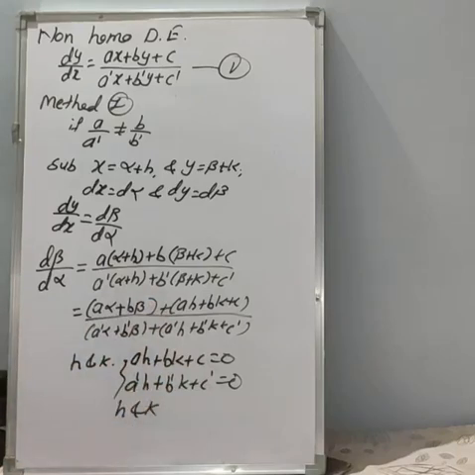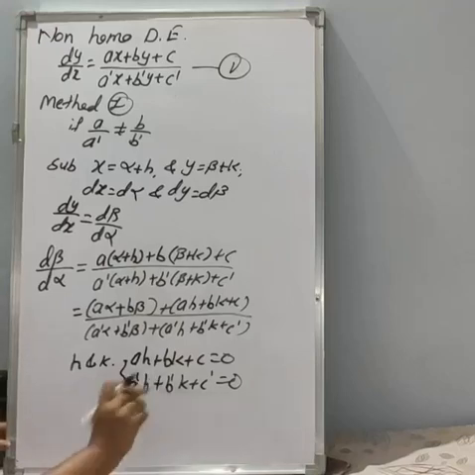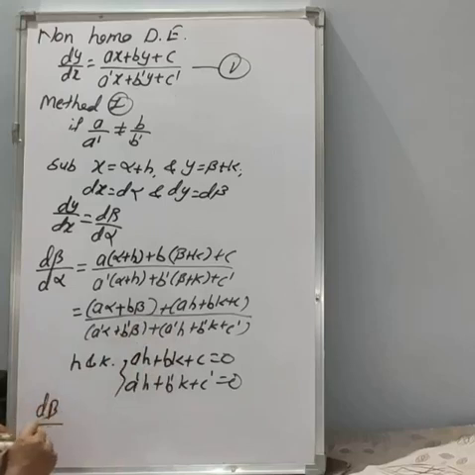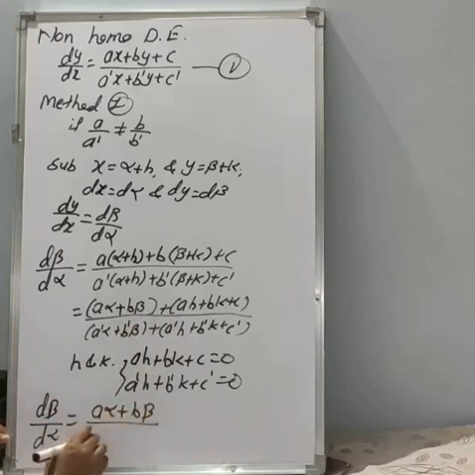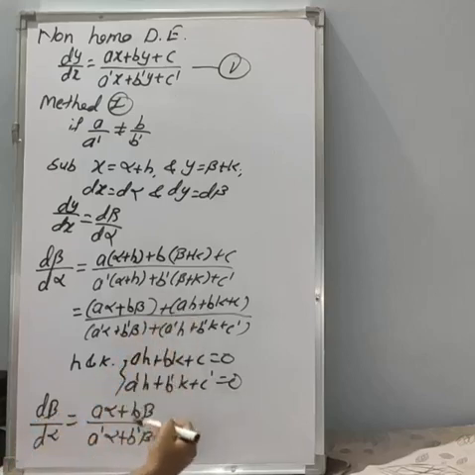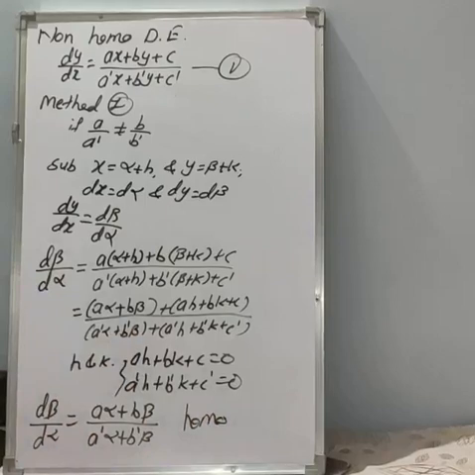Then if you use these two equations equal to 0, you will remain with d beta by d alpha is equal to a alpha plus b beta divided by a dash alpha plus b dash beta, because these two constant terms are equated to 0 and therefore vanish. We remain with only these two terms, and this equation is homogeneous. So we have taken a non-homogeneous equation and converted it into a homogeneous differential equation.